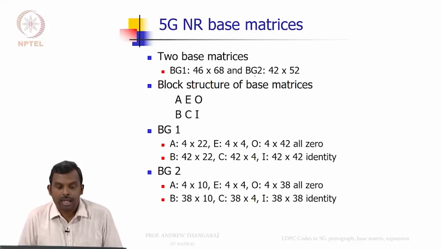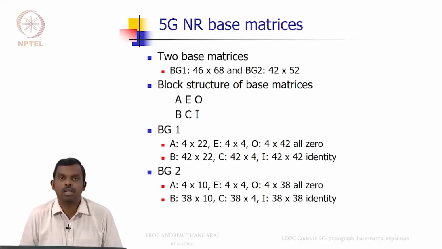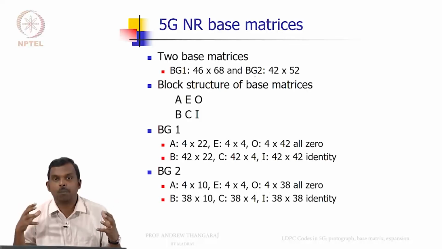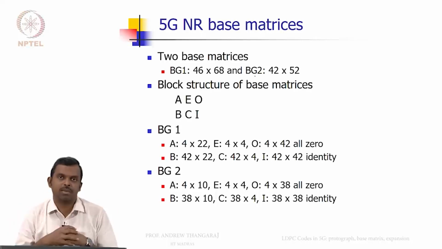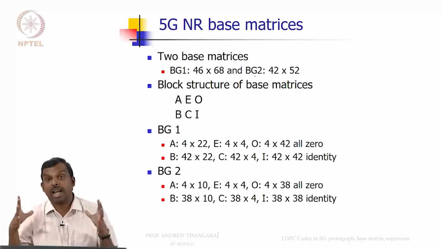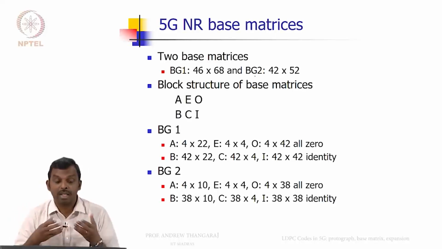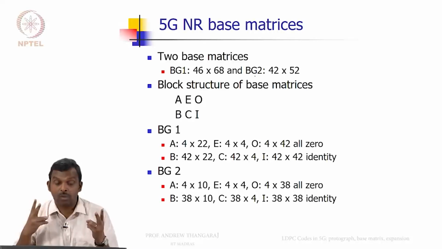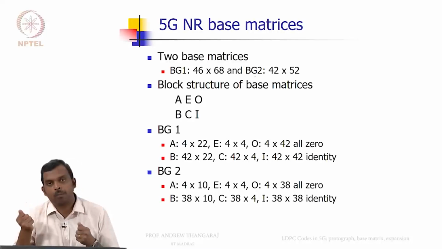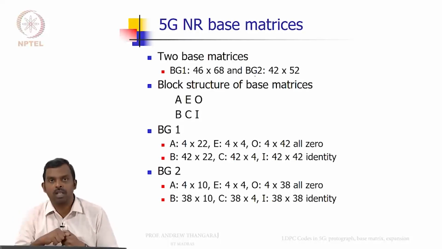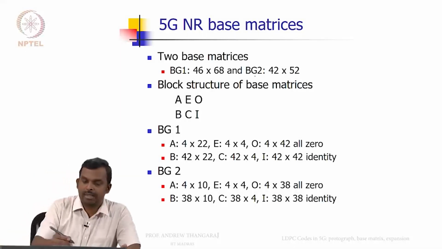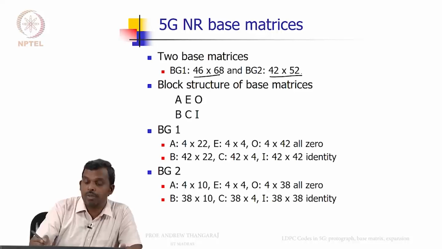Like I mentioned, the 5G standard specifies parity check matrices for LDPC codes using this base matrix and expansion method, except that there are two base matrices and several possible expansions. And the base matrix itself is quite large. In my example, I showed you a 3 by 6 base matrix. The base matrices in the 5G standard, there are two of them. One is 46 by 68, the other is 42 by 52. So it's quite a large base matrix.